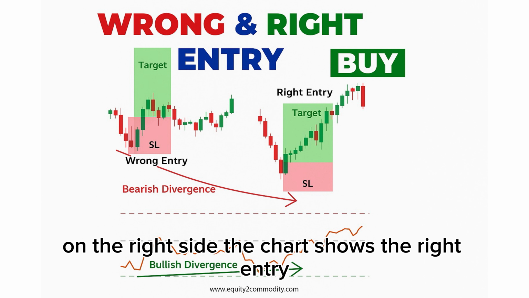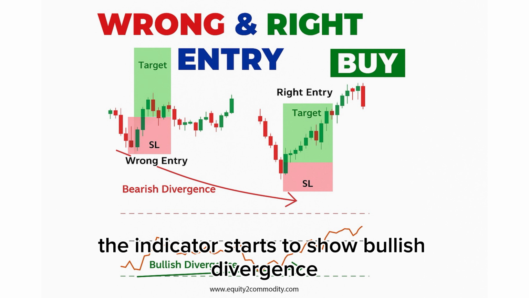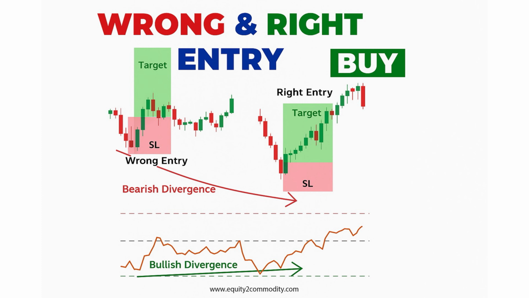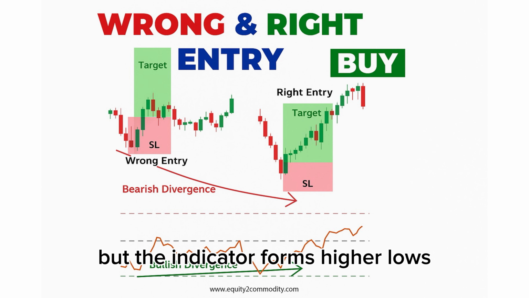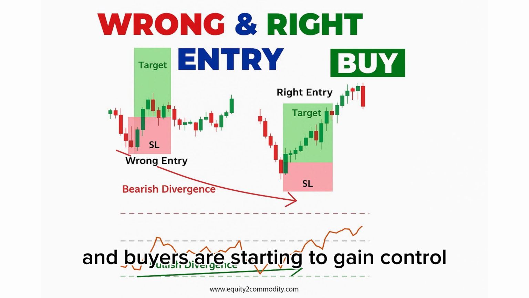On the right side, the chart shows the right entry. After the market declines and reaches a support area, the indicator starts to show bullish divergence, where the price forms lower lows but the indicator forms higher lows. This is an early signal that the selling pressure is fading and buyers are starting to gain control.